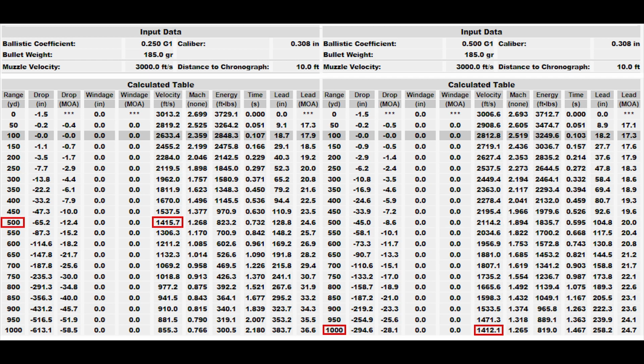Let's look out a bit farther. We can also see the 500-yard velocity of the .25 BC round is the same as the 1,000-yard velocity of the .5 BC round. Again, the velocity difference is linear to the difference in BC.